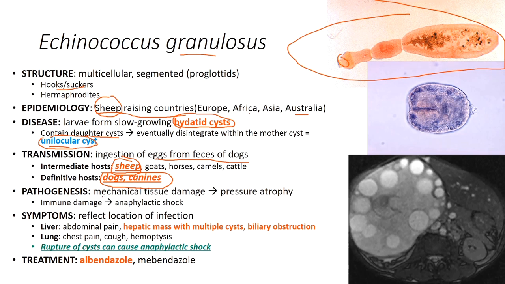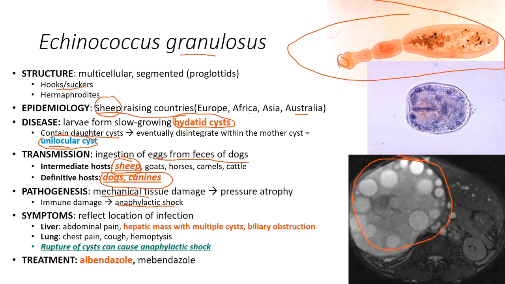So pathogenesis, there's mechanical tissue damage, pressure atrophy that can lead to immune damage. And then if we pop those cysts, it can lead to anaphylactic shock. And so here's the liver. And this is one of the common places you actually find the cysts. They float around the blood. They make their way via ingestion, right? You ingest it, they get absorbed, make their way through the intestinal wall, make themselves into the portal system, and then that goes right to the liver. And so that's why we're going to see cysts in the liver very commonly.